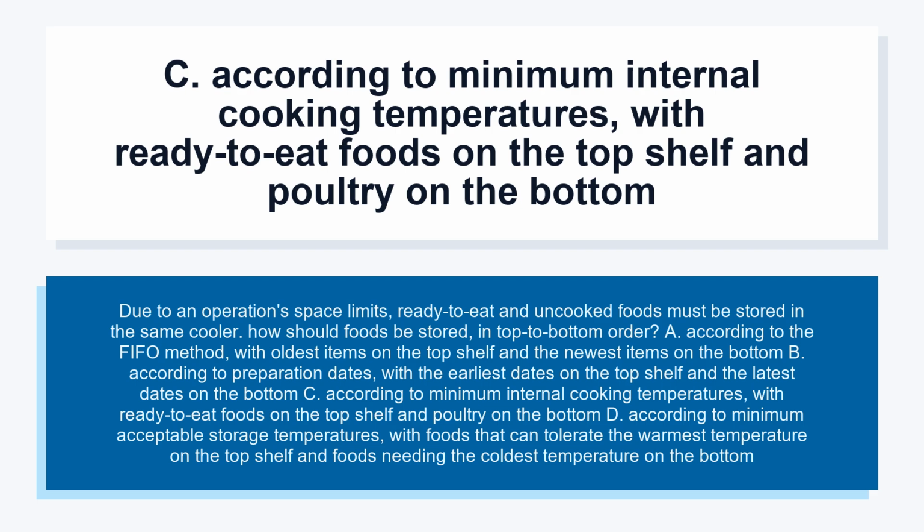A. According to the FIFO method, with oldest items on the top shelf and the newest items on the bottom. B. According to preparation dates, with the earliest dates on the top shelf and the latest dates on the bottom. C. According to minimum internal cooking temperatures, with ready-to-eat foods on the top shelf and poultry on the bottom. D. According to minimum acceptable storage temperatures, with foods that can tolerate the warmest temperature on the top shelf and foods needing the coldest temperature on the bottom.